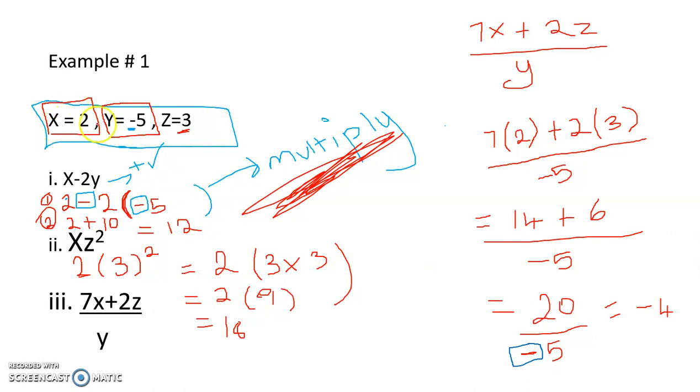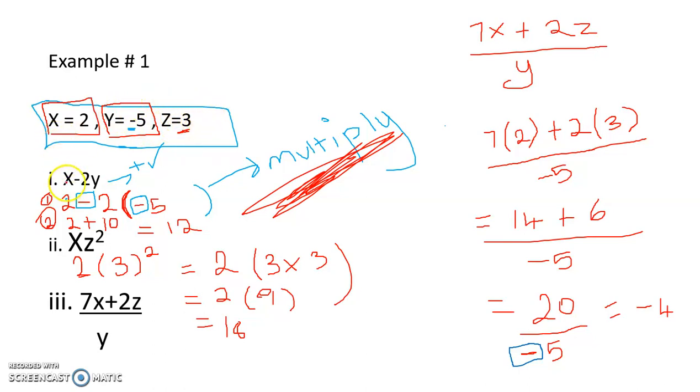Here we have X equals 2, Y equals negative 5, Z equals 3. Remember, wherever you see these letters, it is replaced by the numbers that it is equal to. So 2 is the substitute of X, 2 replaces X, 2 represents X. Negative 5 is the substitute of Y, negative 5 represents Y, negative 5 replaces Y. And it's the same for Z, which equals 3.